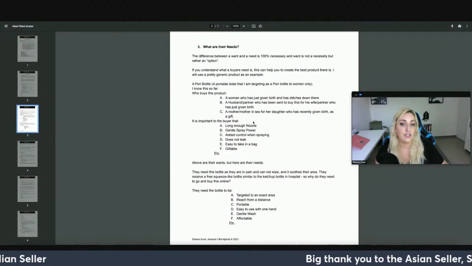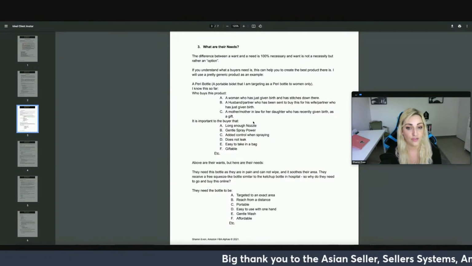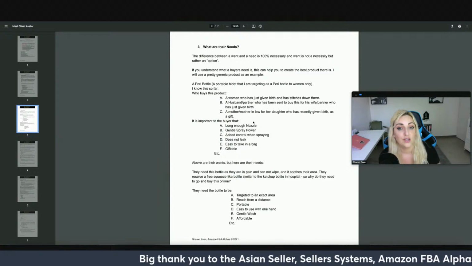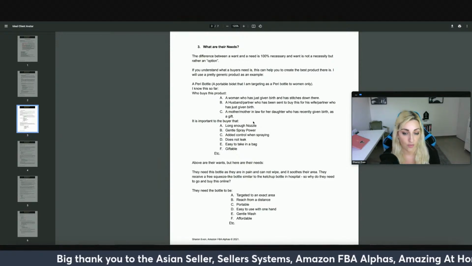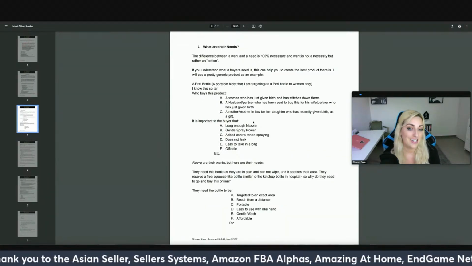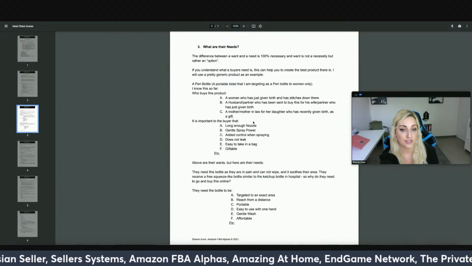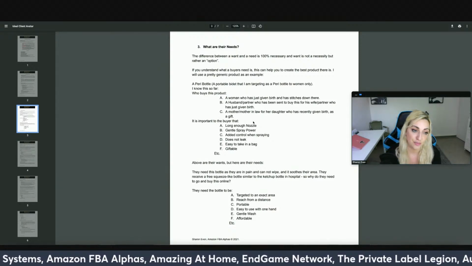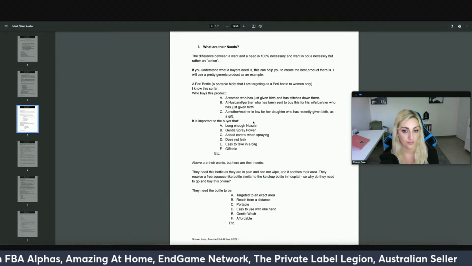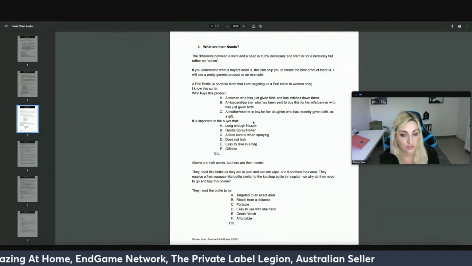I know that it is important to the buyer that there will be a long enough nozzle, a gentle spray power, added control when spraying, that it does not leak, that it's easy to take in a bag, and that it's giftable as well. The above are wants, but here are their needs.